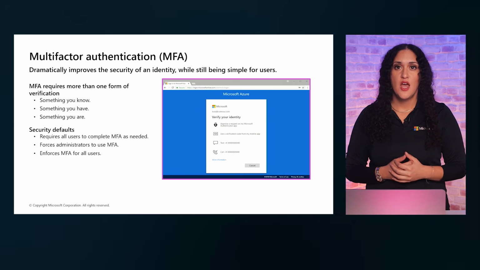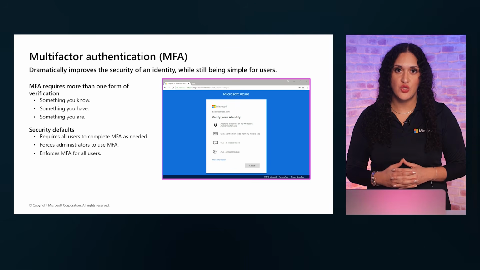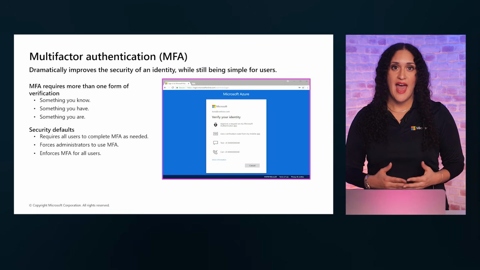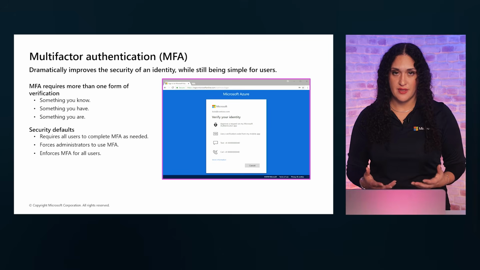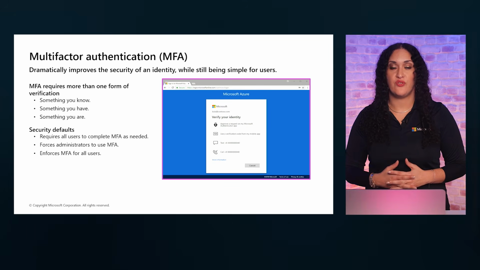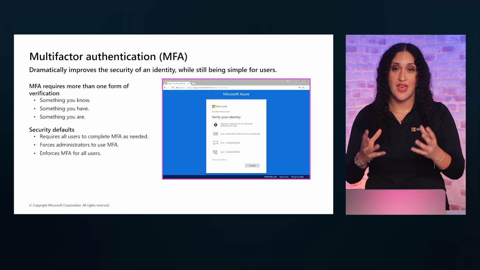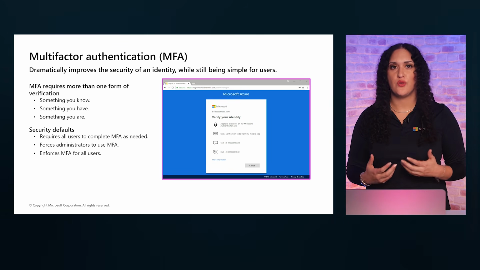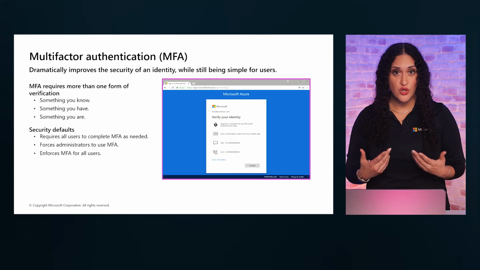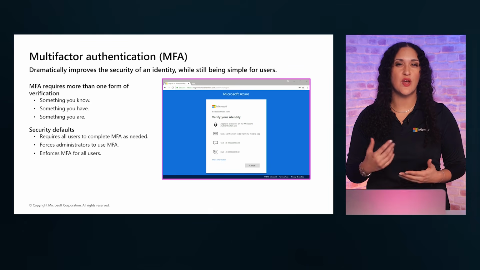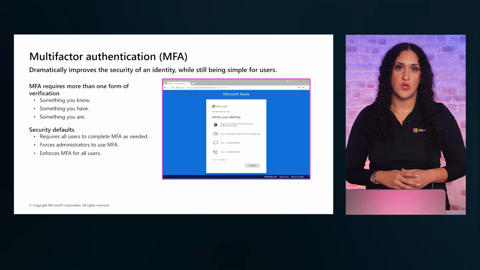During sign-in, users might be asked to approve a notification in the Microsoft Authenticator app, enter a one-time code, answer a phone call, or use a biometric method, depending on how MFA is configured. This approach makes it much harder for attackers to gain access, even if they already know the user's password. MFA is commonly used to protect access for cloud apps, sensitive data, and administrative accounts, and it plays a key role in Microsoft Entra security defaults.